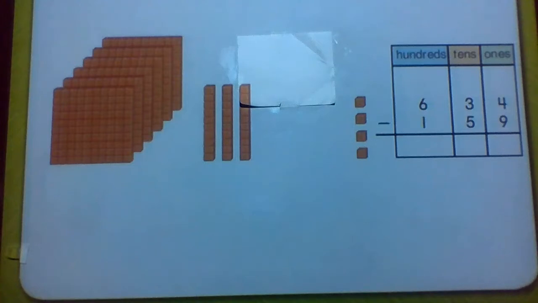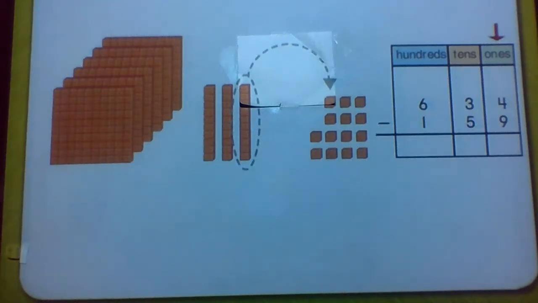First, we need to subtract the ones. We cannot take nine ones from four ones because there aren't enough ones. We can borrow one ten, which is equal to ten ones.